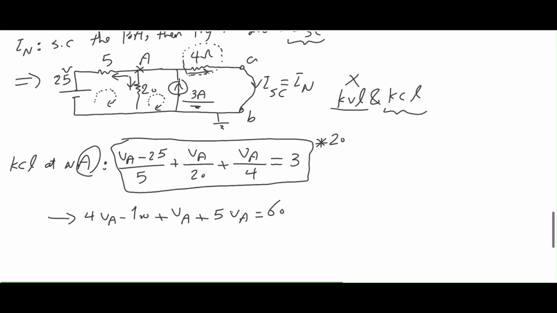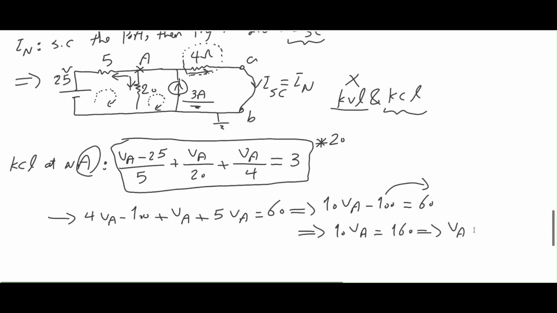So over here I have 5 VA plus 4 VA plus VA, which is 10 VA, minus 100 equals 60. So I can bring 100 to the right side and just reverse the sign. So 10 VA equals 160. In other words, VA is 16 volts. VA is 16 volts.